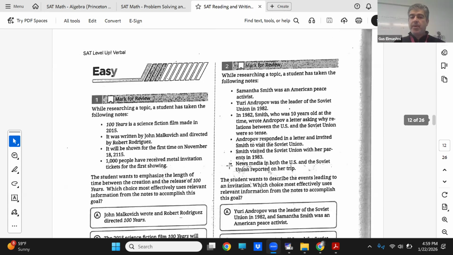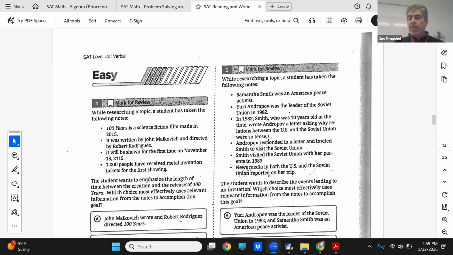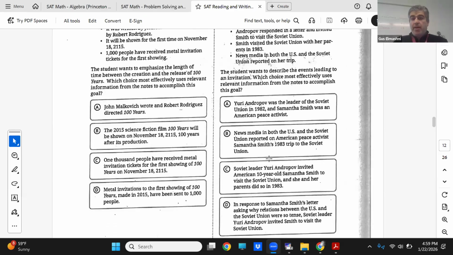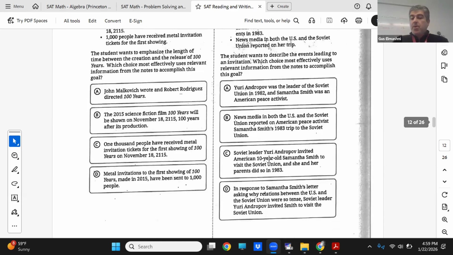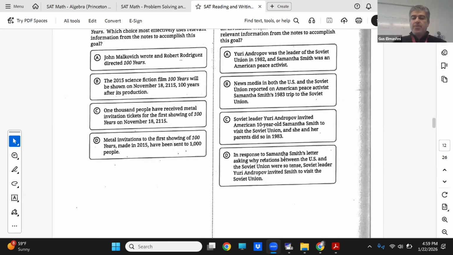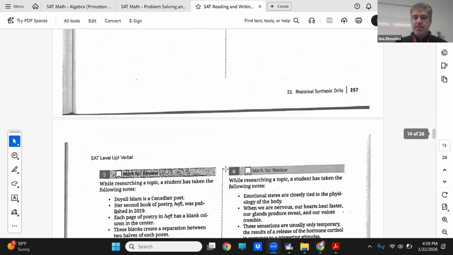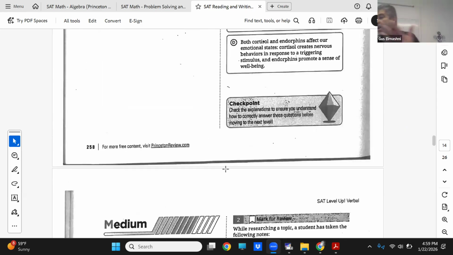No, but the events that led to it. It was the letter that she wrote that led to the invitation, right? Because why was she invited? Because she wrote a letter. So I'm gonna go D. In response to her letter, the Soviet leader invited her. So you want to talk about the events that led to the invitation. That was her writing the letter. So it's all about relevance for that one. So yeah, you got plenty of other ones to look at. It's a lot to do.